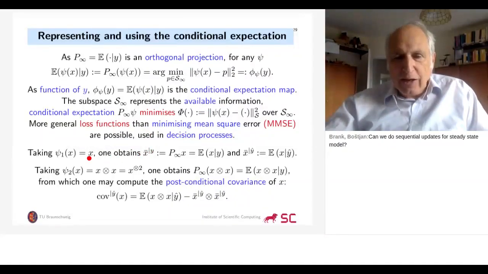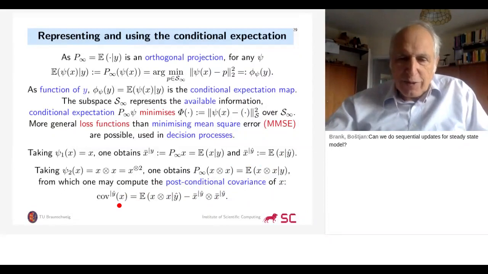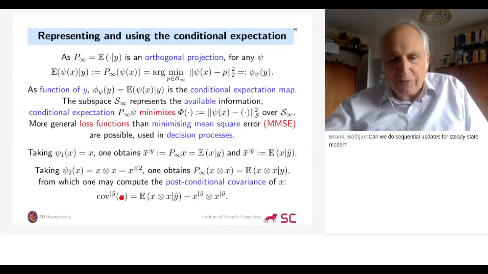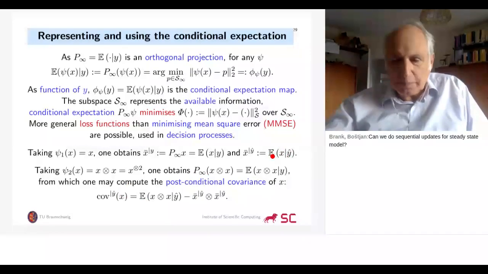Okay. Now, if we take the mapping psi just to be the identity, then of course I get the conditional mean from this mapping. If I take the tensor product of x with itself, well, what do I get here? I get the correlation operator, and by subtracting the conditional mean, I get the post-conditional covariance. So this is the covariance of the assimilated random variable. Okay, so I can get the mean, I can get covariance, I can get all the moments if I want to, if I have this operator. So this is the thing which we need to do all this.